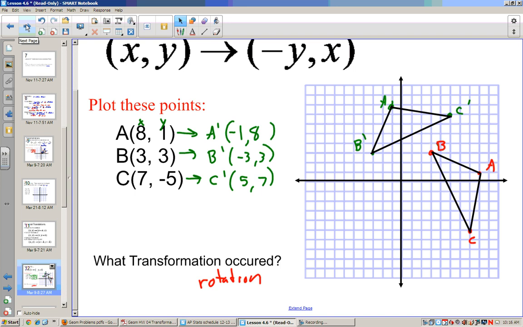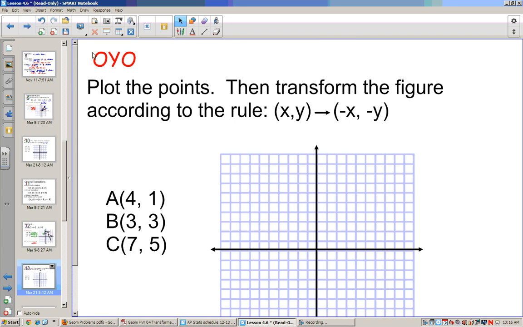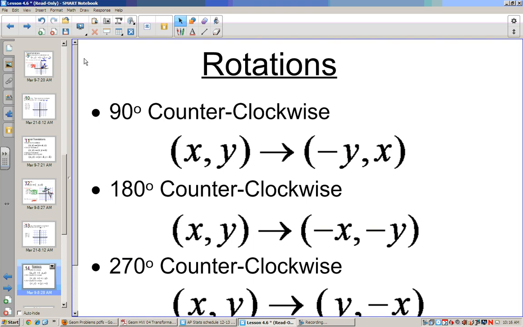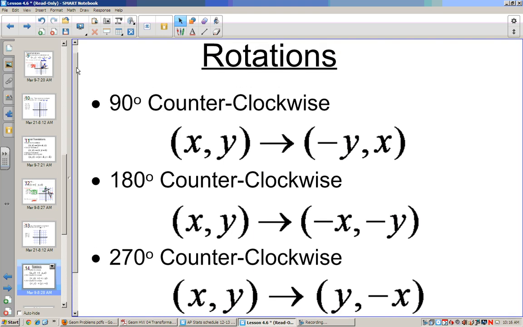Now there's a few different ways we can rotate things. I want you guys to try this one on your own. Pause the video and see if you get a rotation. All right, hopefully you're done with that. And I want to show you the rules for rotations.